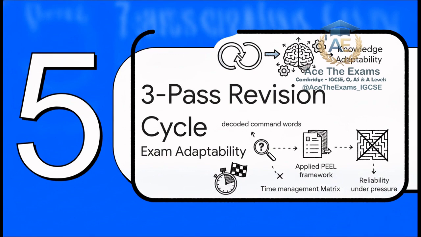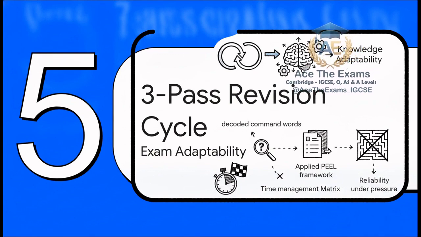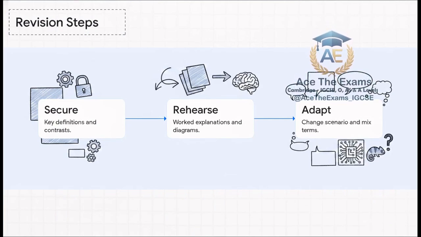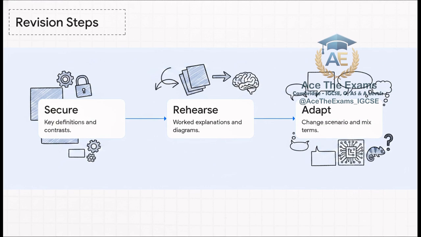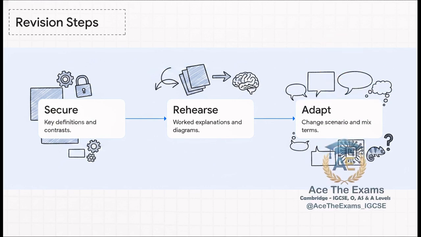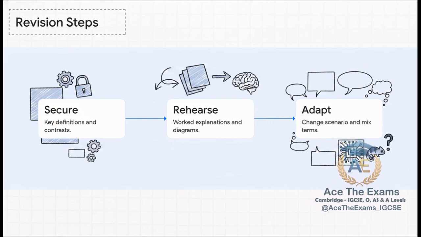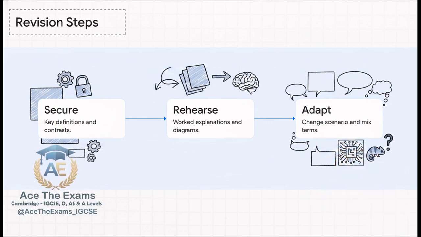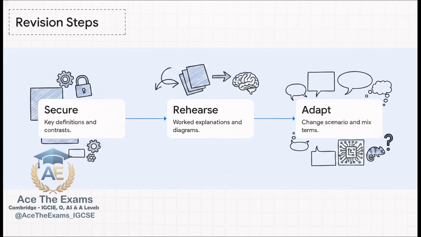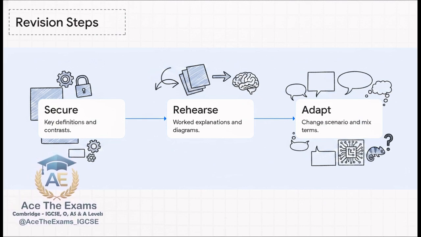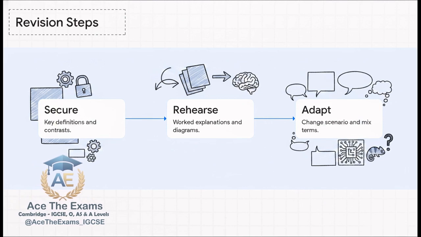Let's hit Section 5, the 3-pass revision cycle, securing exam adaptability. So we have decoded the command words, we have rigorously applied the PEL framework, and we have safely navigated around those classic traps. Now I'm going to show you how to truly lock in this knowledge so it performs reliably under extreme pressure, integrating perfectly with your time management matrix. This layered revision style is basically your ultimate exam defense mechanism.